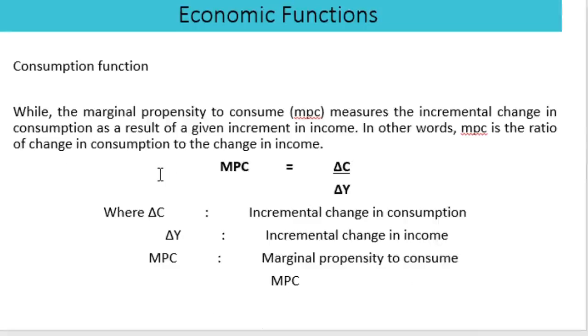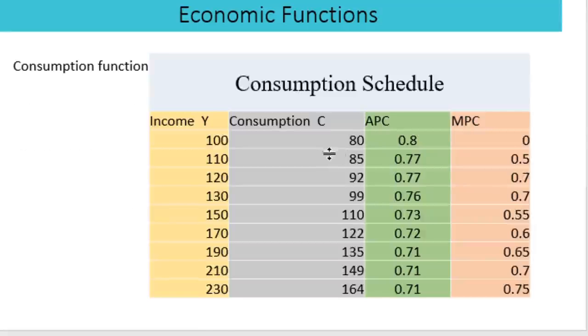Therefore, the two terms that come closely in relation with consumption functions are average propensity to consume and marginal propensity to consume. Average propensity to consume is the ratio of consumption to income. Marginal propensity to consume is the ratio of change in consumption to change in income. A consumption schedule is given here, with income, incremental income, consumption, APC and MPC. APC is C divided by Y, and MPC is the incremental change in consumption to income.